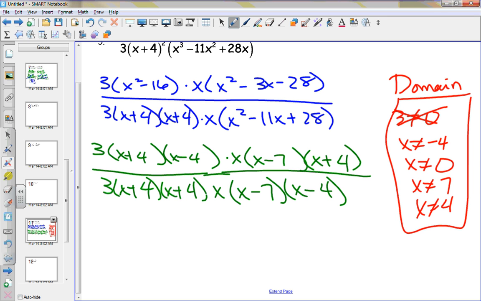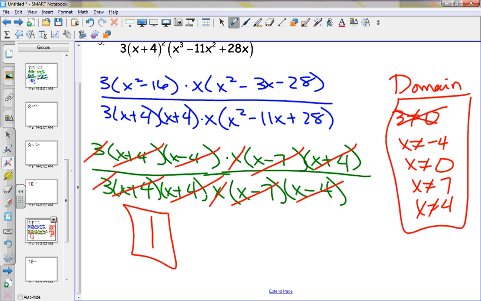So now I need to go from left to right. What do I do? Cross that out. Do I have a 3 in the denominator? Yes. Do I have an x plus 4? Do I have an x minus 4? Do I have an x? Yes. Do I have an x minus 7? Do I have an x plus 4? Yeah. And what am I left with? 1. Very good. The only class of the day who got it right the first time. Seriously? Yep, everybody else, half of them said 0, half of them said 1. Good job.